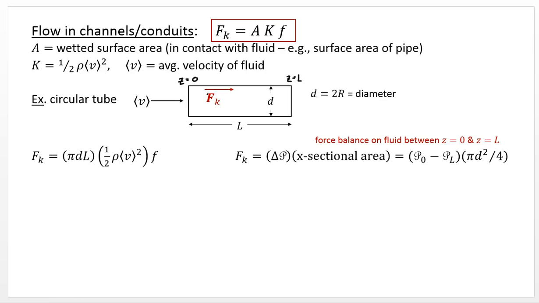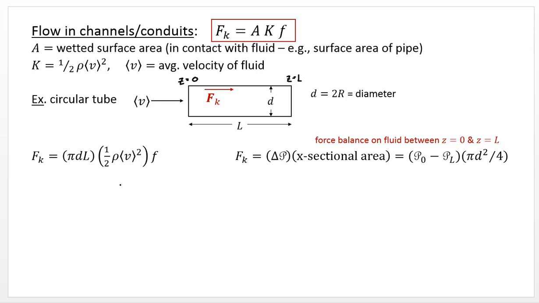And so the force balance in the fluid between these two points is basically the difference in pressure between z equals 0 and z equals L multiplied by the cross-sectional area of the pipe. So the pressure difference would be P naught minus PL multiplied by pi d squared over 4. The force on the left-hand side is P naught times pi d squared over 4, and the force on the right-hand side of the fluid, which would be acting towards the left, would be PL times pi d squared over 4. We take the difference, and we have another expression for the force on the fluid. We can now combine these two equations, essentially equate them.